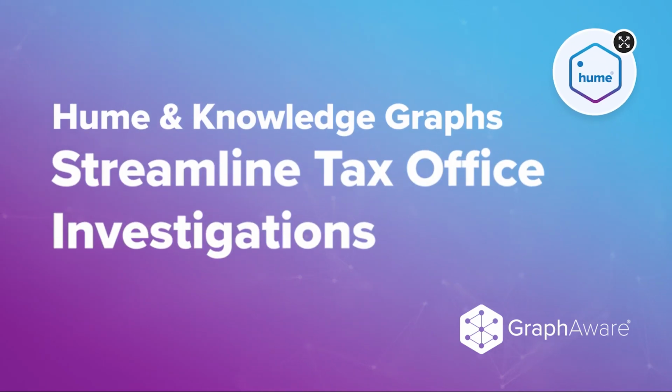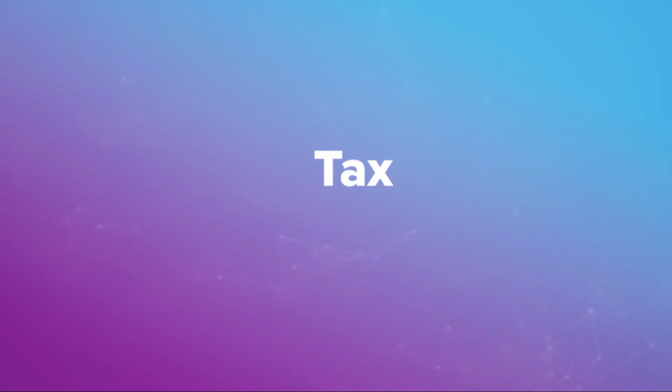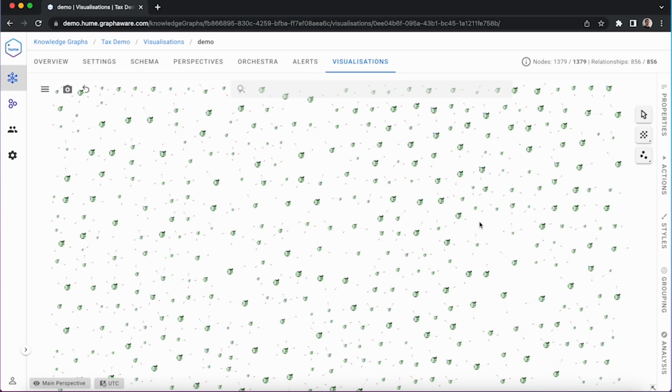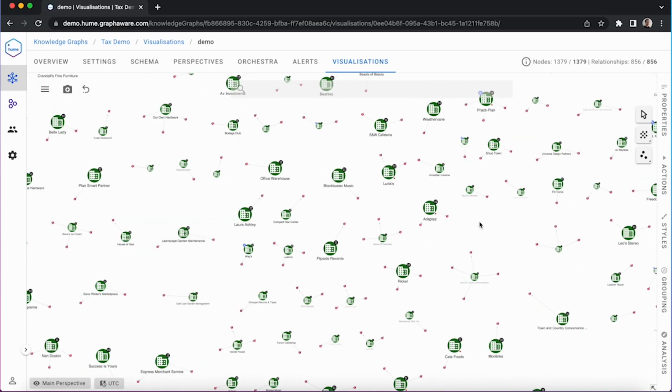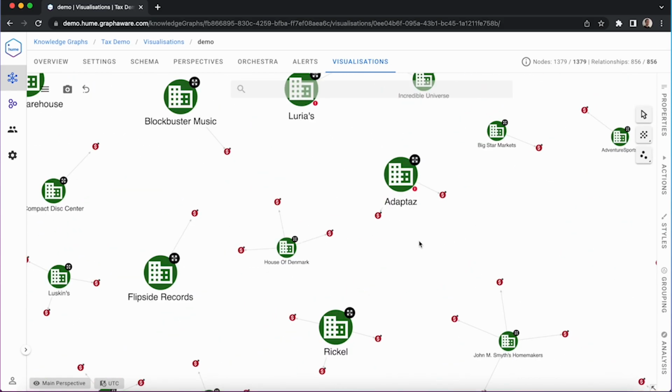Discover how Knowledge Graphs and Hume revolutionize investigations at the tax office. Specifically, we assume the role of an investigator examining businesses with fraudulent claims for VAT returns. We observe a significant volume of businesses that have submitted VAT return claims in the past year.